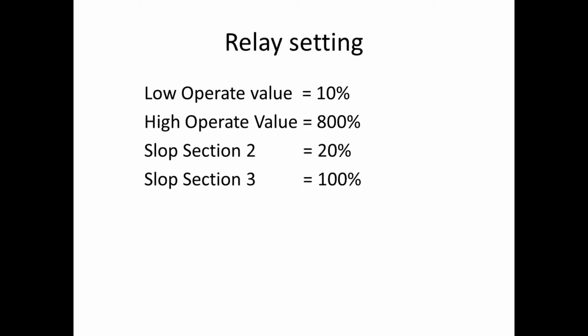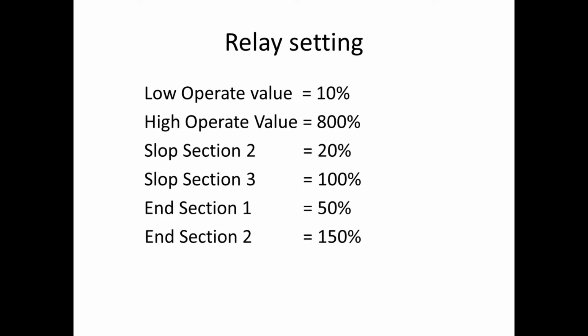Slope selection 2 equal to 20%, that is slope 1. Slope selection 3 equal to 100%, that is slope 2. End section 1 equal to 50%, end section 2 equal to 150%. Now I am going to find the values for testing.